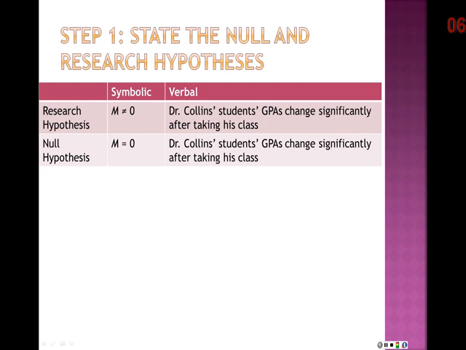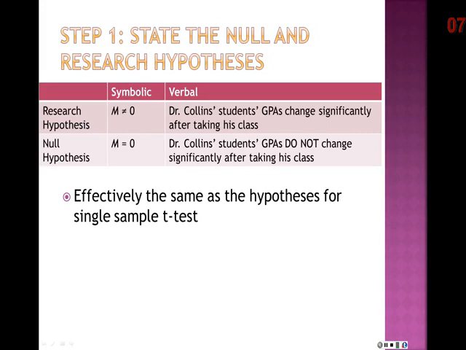Verbally, for our research hypothesis, we would say something like, Dr. Collins' students' GPAs change significantly after taking his class. Whereas our null hypothesis would be something like, Dr. Collins' students' GPAs do not change significantly after taking his class. And so this is effectively the same hypothesis as the single sample t-test, right? No difference between the two means.